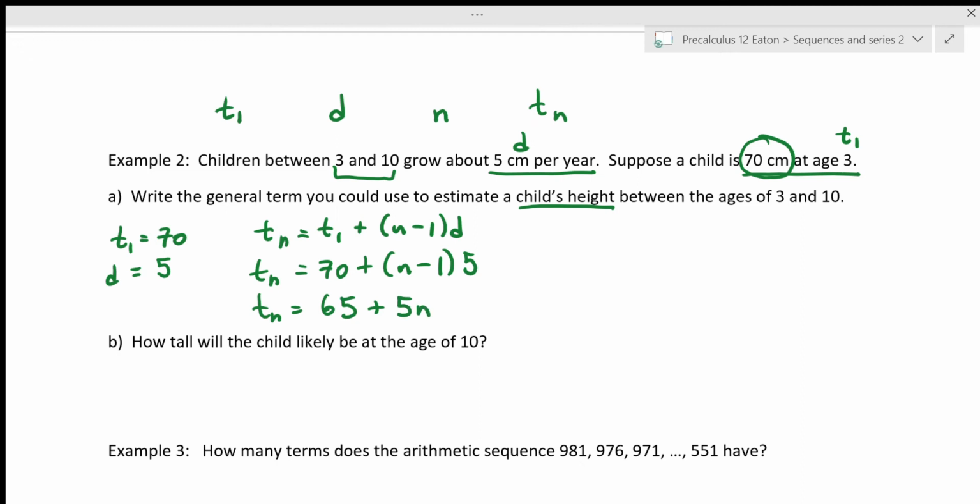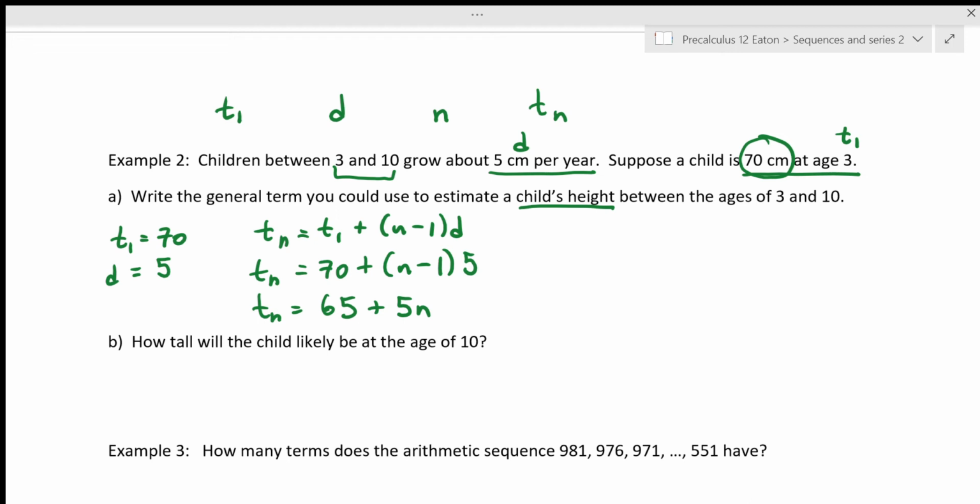So next, we're being asked how tall will a child likely be at the age of 10? And this is actually going to take us into one of the more interesting and challenging aspects of sequences and series, which is how do we count how many numbers there are properly? So the question here, we're starting at 3. 3 is our T sub 1. So we're going from 3 to 10. So we want to know how many ages the child is going to hit, starting at 3 and then ending at 10.